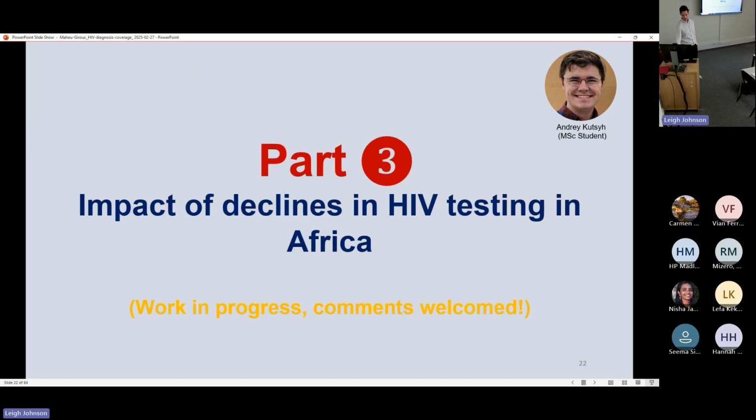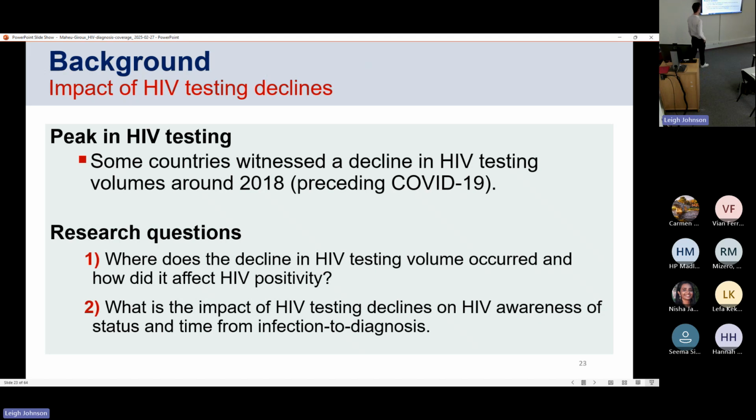And the idea of this work is that we've witnessed a decline in overall HIV testing, the number of tests that were performed since 2018, and we want to understand the impact of that decline. So the peak testing was observed in 2018, so it preceded COVID. It was not something that was caused by the pandemic, but the pandemic did not necessarily help. So the research question that we have was, where does the decline in HIV testing volume occur, and how did it affect HIV positivity? And the second one, what is the impact of HIV testing decline on two metrics? The knowledge of status, the proportion of people living with HIV who are aware, as well as the time from infection to diagnosis.